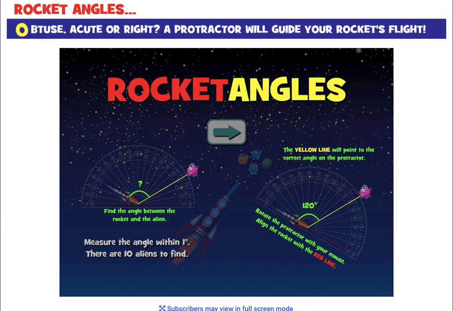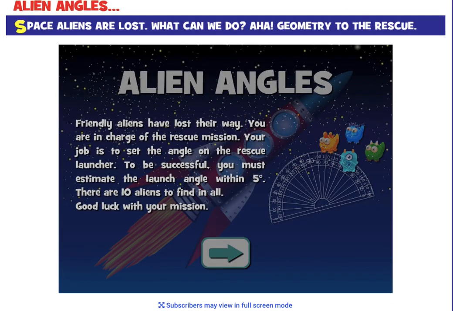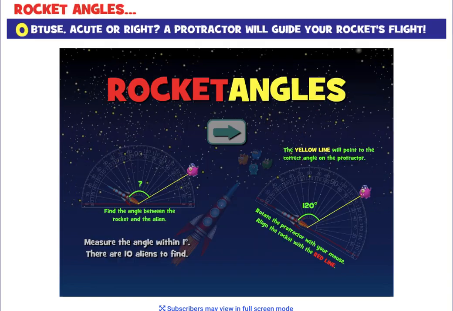Boys and girls, on your home learning plan today, you've been asked to play two games, Rocket Angles and Alien Angles. And both of these are fun games. Alien Angles will help you learn to estimate the measurement of angles without using a protractor. And Rocket Angles will help you to accurately use your protractor to measure angles. So I wanted to show you how to play these games so you don't waste your time trying to figure it out and you can just get to using your math skills.